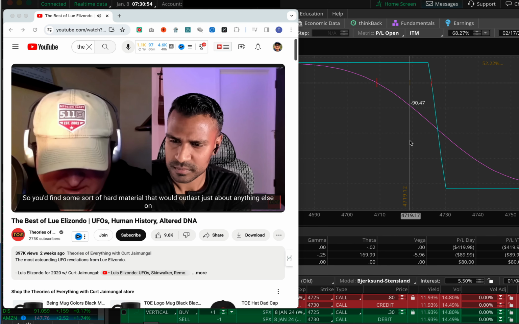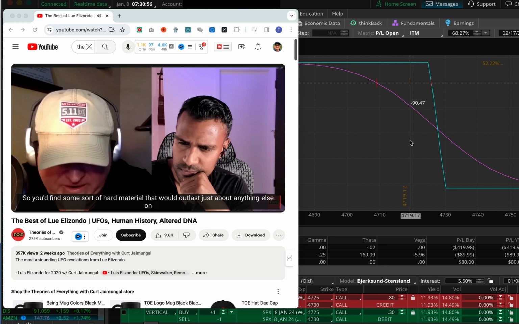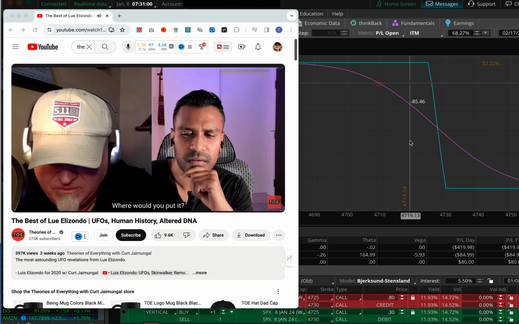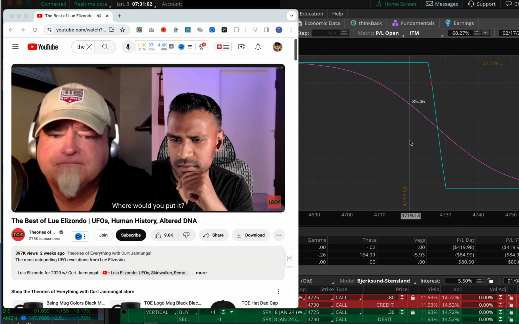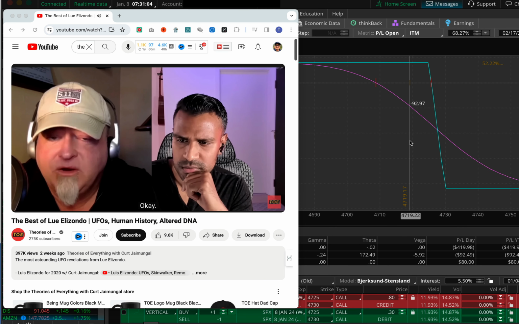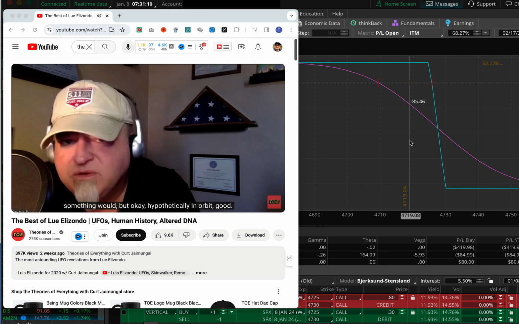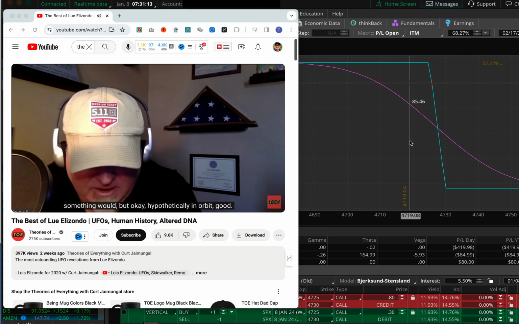Sure. So you'd find some sort of hard material that would outlast just about anything else on Earth, right? Where would you put that material? Orbit is one place. Okay. And hopefully a non-retrograde orbit, right? So geosynchronous, and hopefully nothing would perturb it. In a million years, chances are something would, but okay, hypothetically in orbit, good.